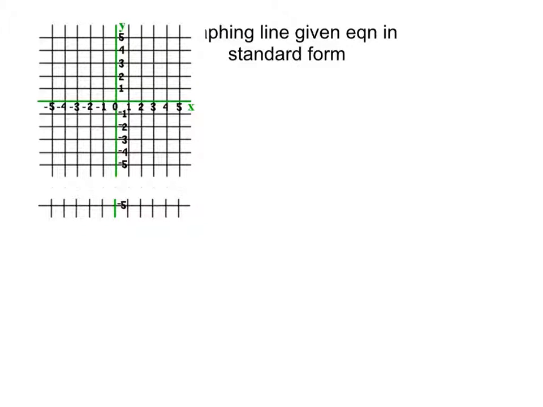Alright, this topic is called graphing a line given the equation in standard form. It's just slightly different than graphing a line from the slope-intercept form. It's just that they don't spoon feed us, so to speak. They give us an equation where the x's and y's are anywhere they want to put them. And our goal basically is to get the equation so that we see y equals mx plus b.